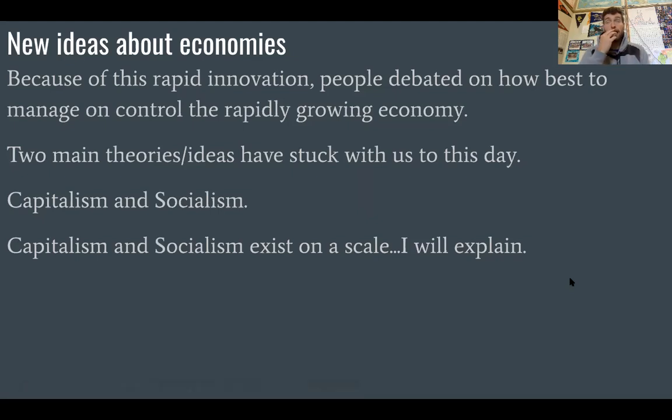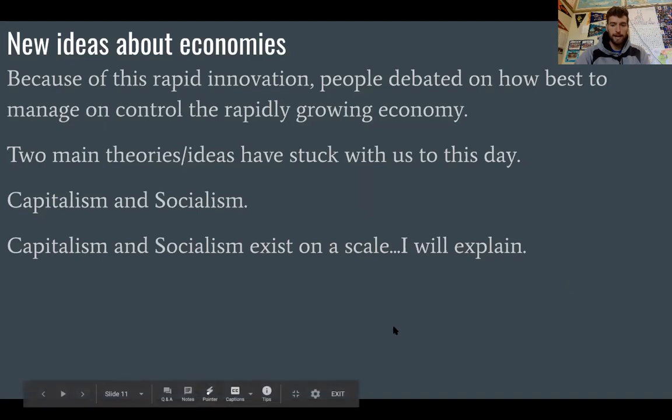And so as we have this rapid shift and this rapid increase in the economy, there were some new ideas that came about for how we should manage the rapidly growing economy. Two main theories and ideas have stuck with us to this day. The first one is capitalism. The second one is socialism. They exist on a scale, and I'm going to explain that in a second.